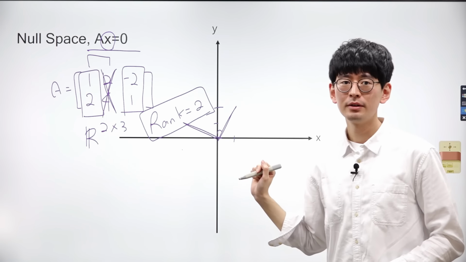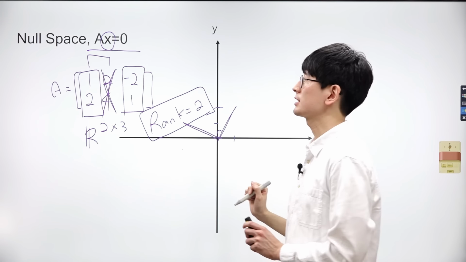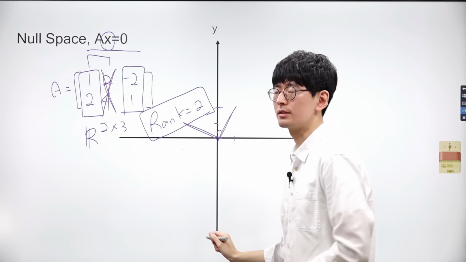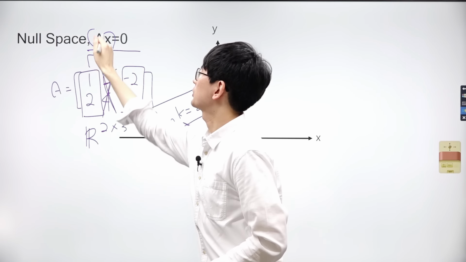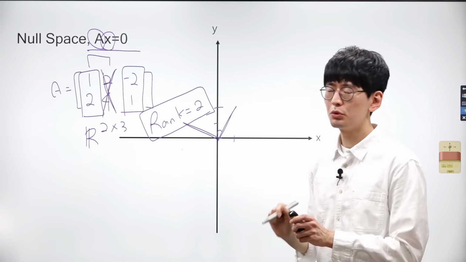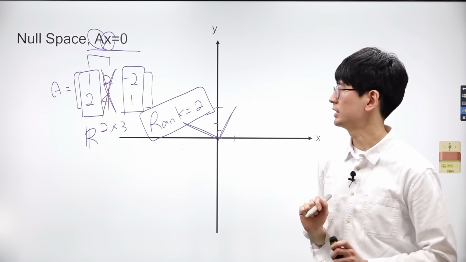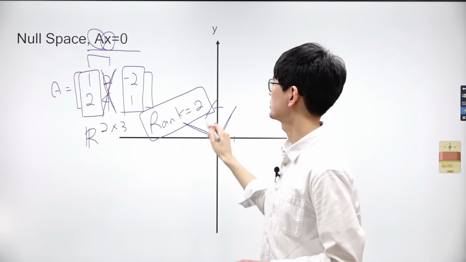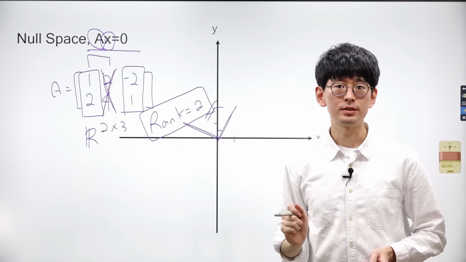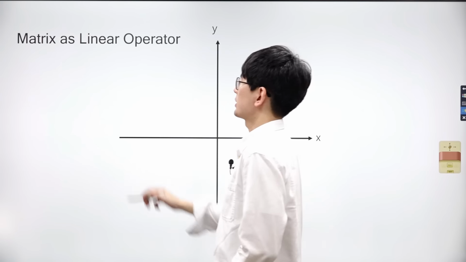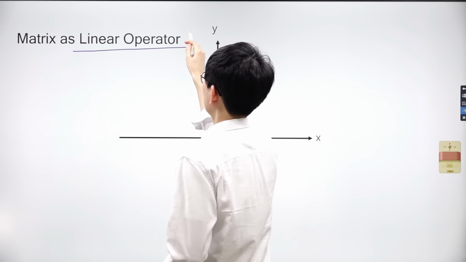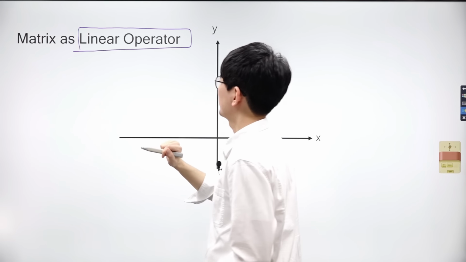Remember, if there's a non-zero vector x that satisfies Ax equals 0, the space defined by vector x is known as the null space. Additionally, the presence of linearly dependent vectors in the matrix leads to a reduction in the matrix rank. Therefore, we can view a matrix as a linear operator.